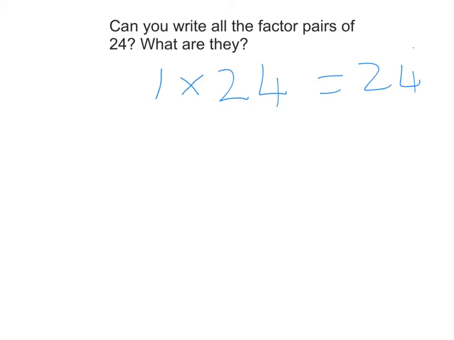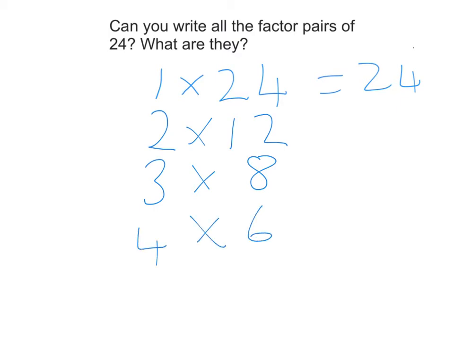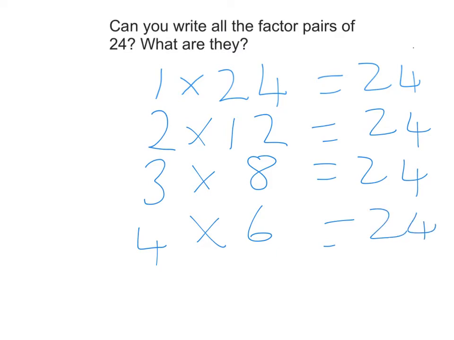Okay, so let's see what we've got. Well, we've got 1 and 24, that was our first one. 2 and 12. 3 and 8. 4 and 6. All these equal 24. So how many factor pairs does 24 have? Well, it has 1, 2, 3, 4 factor pairs.